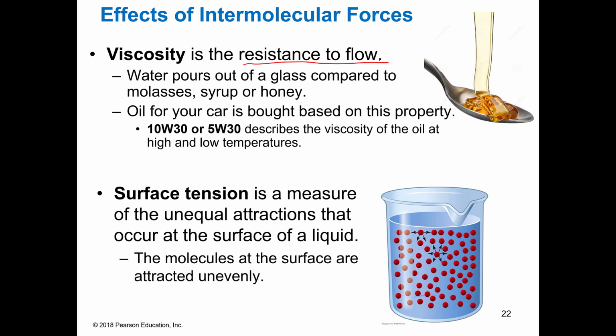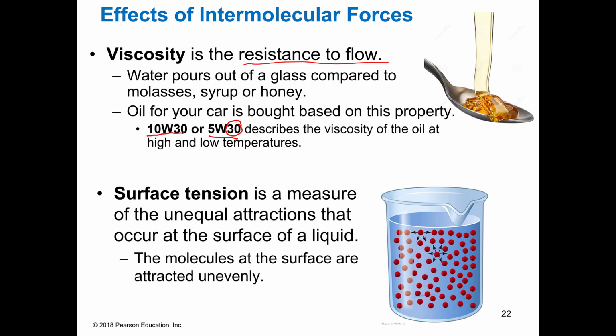One place we see this is the viscosity of oil in your car. If you've ever paid any attention, some cars use 10W30, some use 5W30. And the 30, I believe, is the temperature, the low temperature, and that describes the viscosity of the material at that low temperature. So some oils are thicker than others and will resist flow more. So instead of thick, we now know that means they're more viscous.